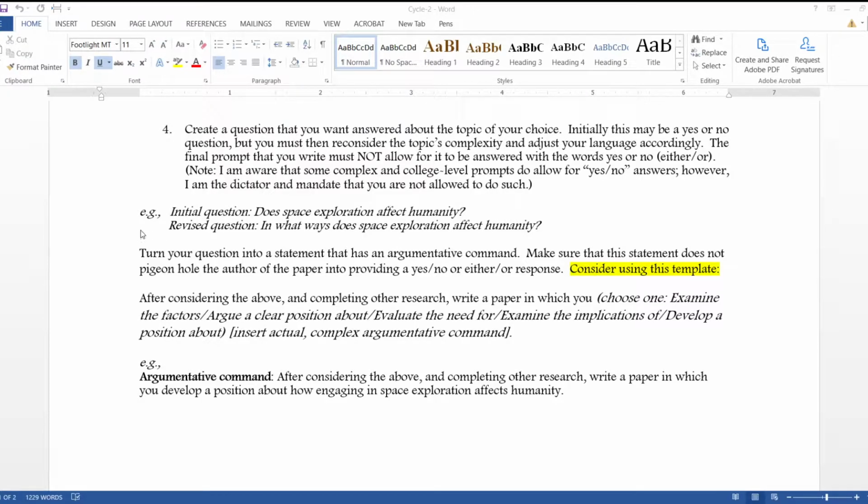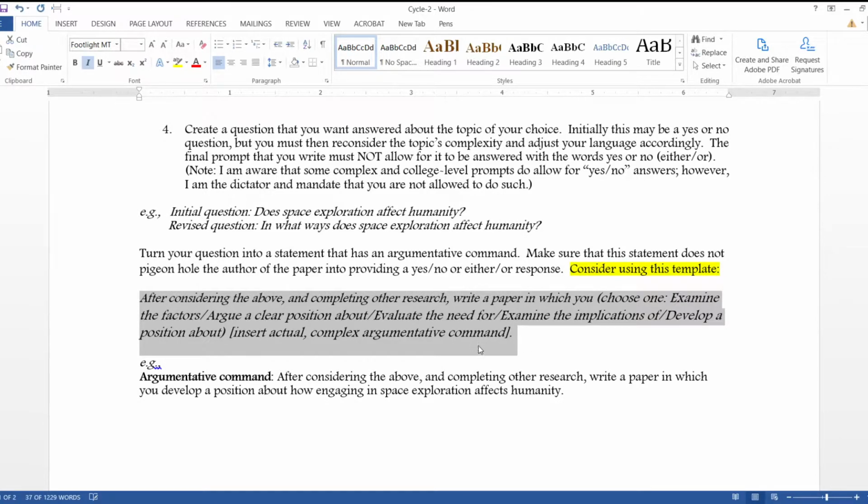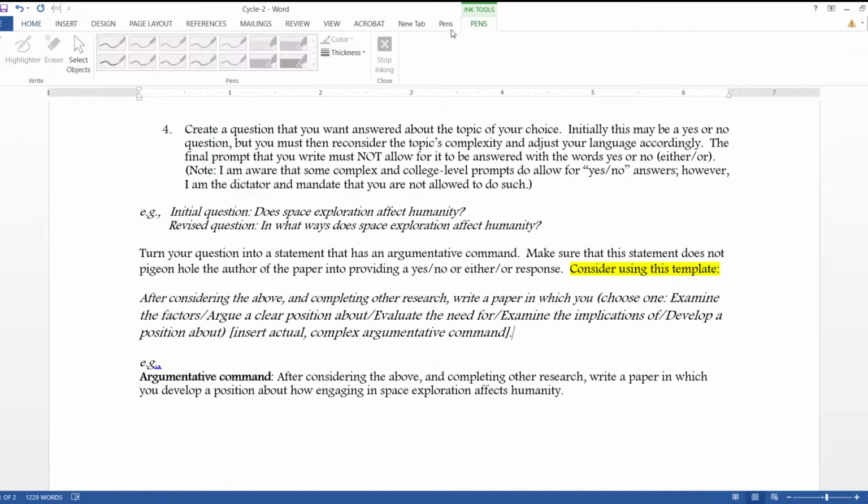The problem is that a question is not a prompt. So we are going to turn this question into an argumentative command. And I have a template for you to do so. Okay? So what you're going to write is this. You are going to write, after considering the above and completing other research, write a paper in which you, and now here you actually get to choose one.